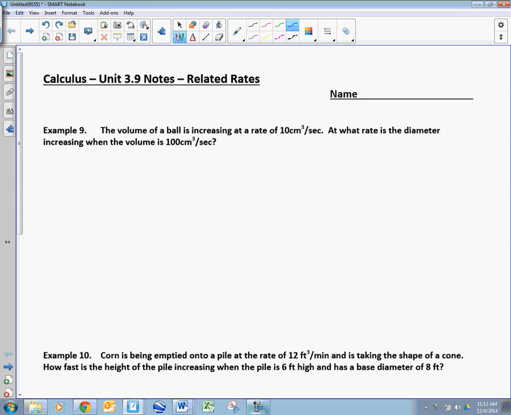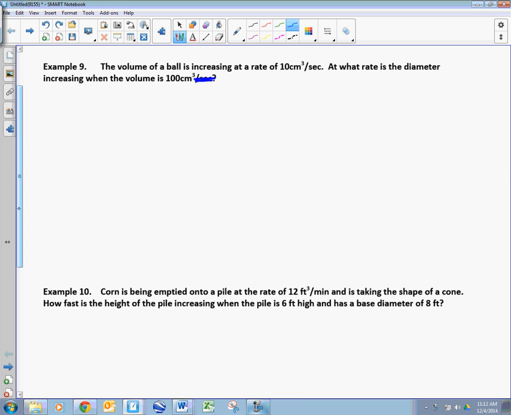At what rate is the diameter increasing when the volume is 100 cubic centimeters? You don't need per second. So this is like a problem I gave you yesterday, but people were struggling with it, so I thought I'd add a little sheet of notes where we tried a couple more examples similar to it.